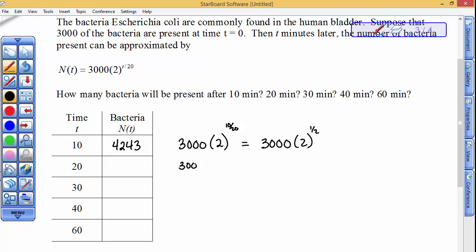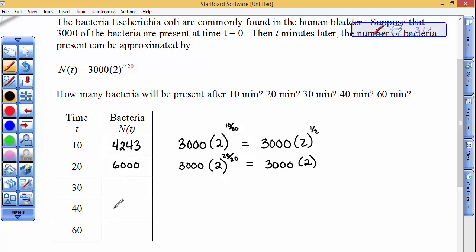Let's do the next one. And then we're going to let the calculator do the work for us. In the next one, I'm going to put in for t a value of 20. And 20 divided by 20 is 1. So I have 3,000 times 2 to the first power, or 3,000 times 2, is 6,000 bacteria. Now, remember, we started with 3,000. So it looks like every 20 minutes it will double.